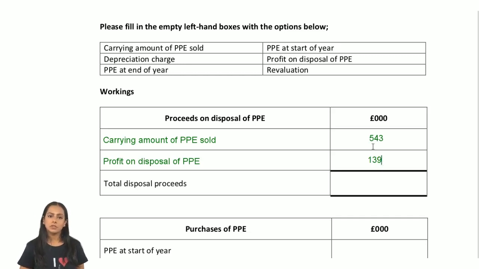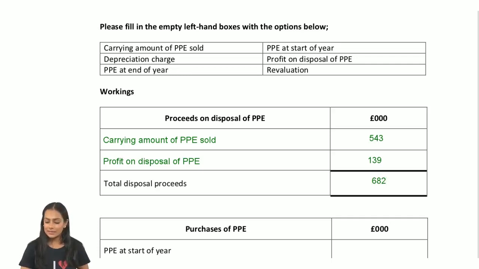If you make a profit on disposal, it means you've sold it for more than what the asset is worth. So this $139,000 is going to be added to the carrying value. So 543 plus 139, that gives us 682,000. This was the total proceeds.